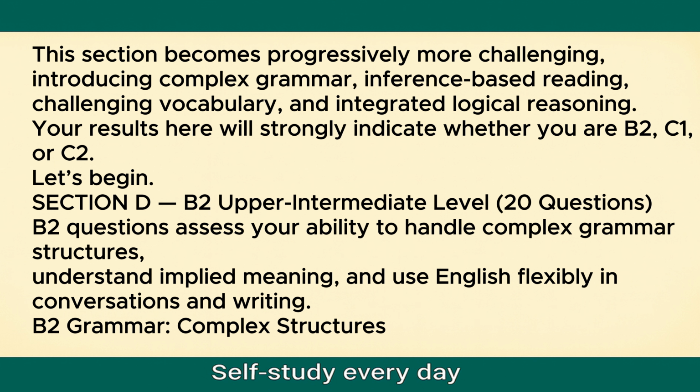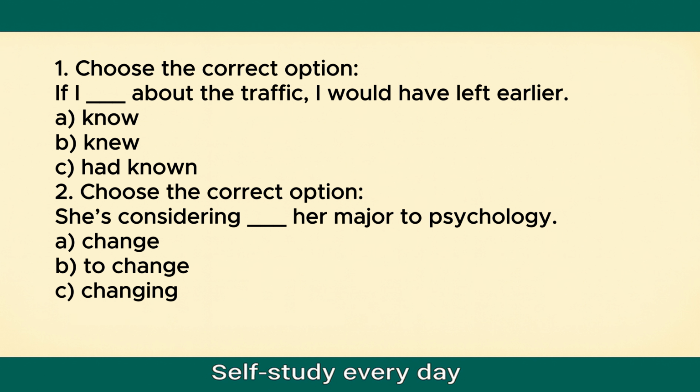Section D, B2 Upper Intermediate Level, 20 questions. B2 questions assess your ability to handle complex grammar structures, understand implied meaning, and use English flexibly in conversations and writing. B2 Grammar, Complex Structures.